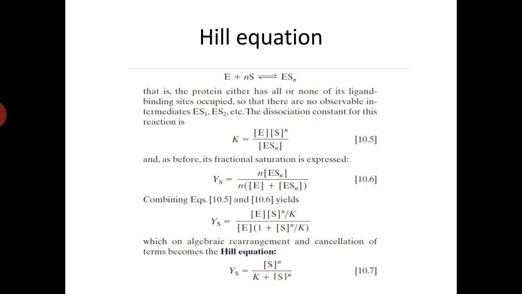So it is going to form a complex ES, obviously, and this K is the equilibrium constant, which we are very familiar with. The reverse of that is called the dissociation constant, so we have to represent the reactant above and the product below. The reactant has to be on the upper side and the product on the downside. Rearranging this equation and putting in this value, the result comes out to be Ys. This is the Hill equation, and it is very important.